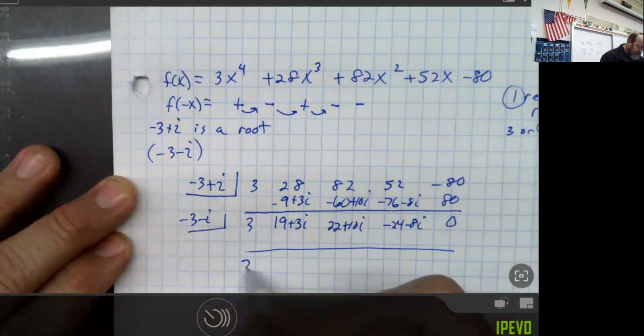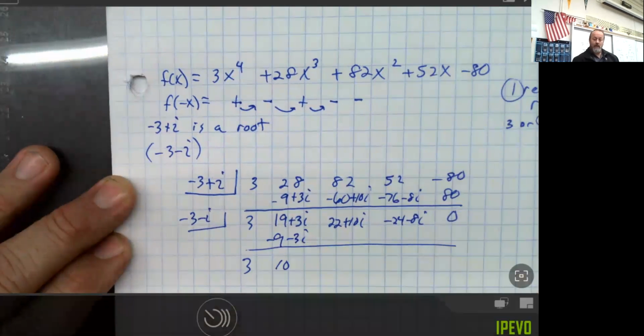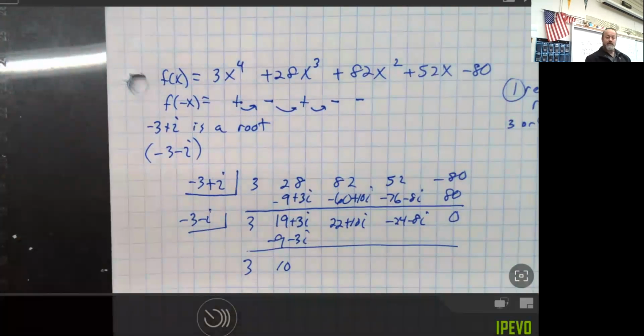So 3 times this would be negative 9 minus 3i. Add down gives me 10. Now, incidentally, we had a fourth degree, and by the time we're done, we've divided out 2 roots. So that should leave us with exactly a second degree equation.